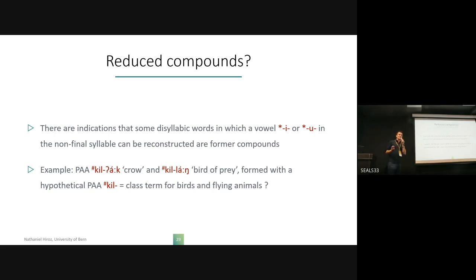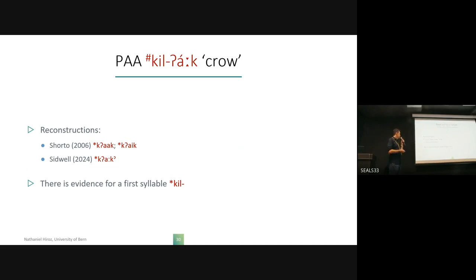There seem to be indications that some disyllabic words in which a vowel e or u in the non-final syllable can be reconstructed are in fact former compounds. And here it's going to be maybe debatable, but I want to suggest those two reconstructions or something close to that: *kəl-ʔaːk for crow and *kəl-laŋ for bird of prey. I'm going to explain why I want to reconstruct this. And this would be made with compounds where the first element is actually a class term for birds and flying animals. What would be the evidence for this?